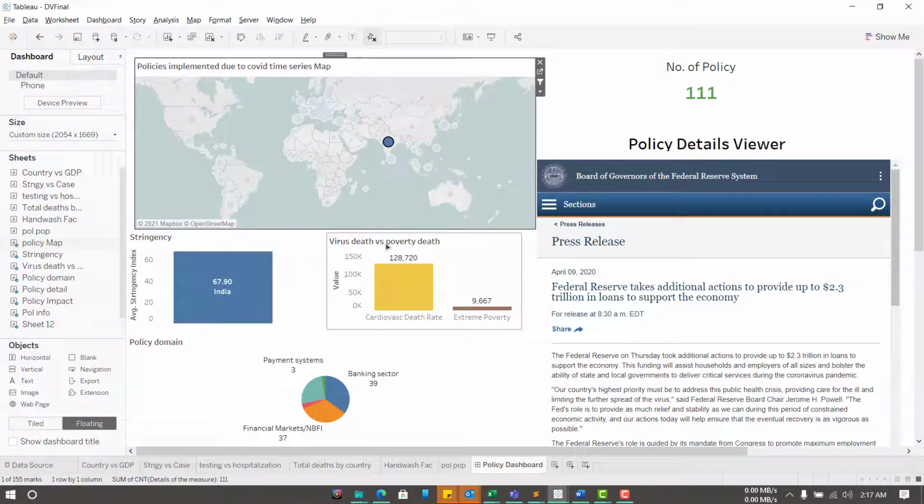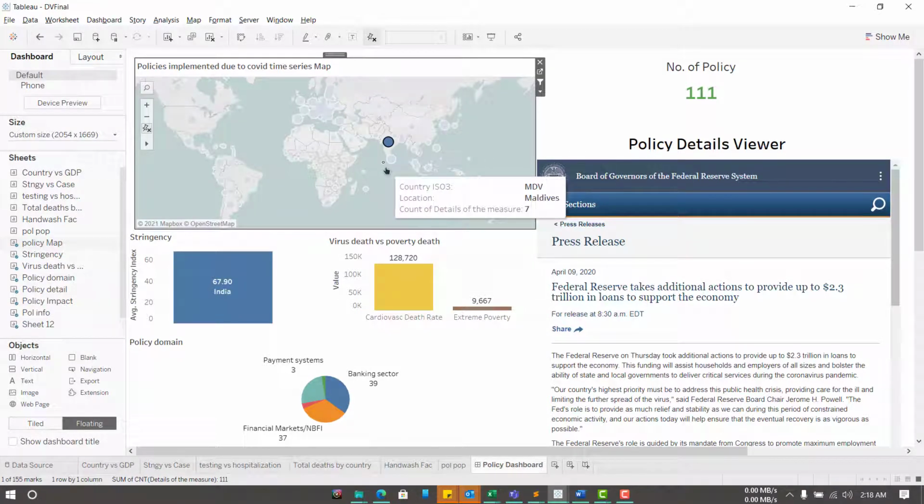We can also see the contrast between the virus related death versus the poverty due to the virus related deaths. So we can see there is of course a deep contrast, which is true for all of the cases. But we'll see further that in few countries, this extreme poverty rate is much lower than the countries which have a higher number of poverty. So, yeah, we'll see that.